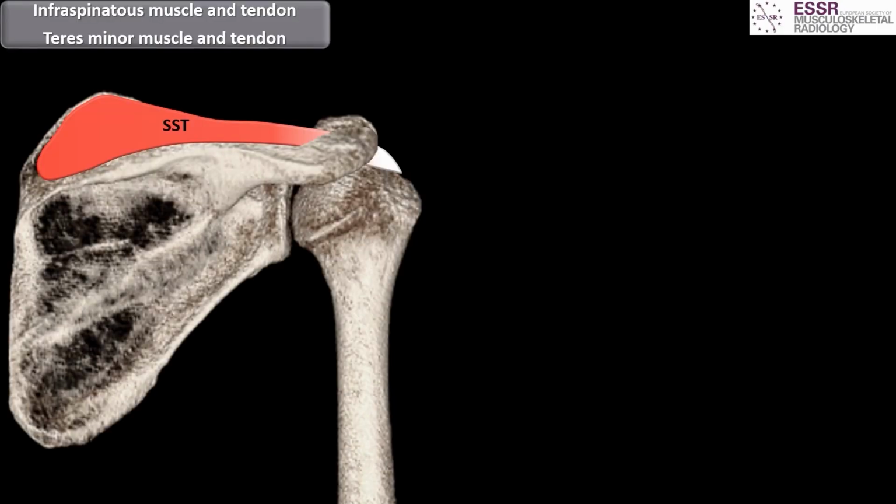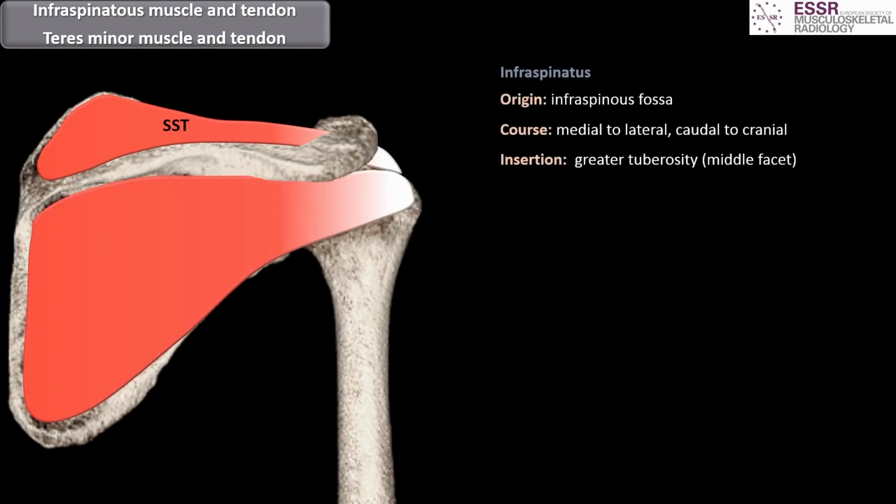Thank you for that. Moving now to the posterior aspect, where we find the two remaining rotator cuff muscles, the infraspinatus and teres minor. The infraspinatus muscle takes its origin from the infraspinous fossa of the scapula and courses laterally to insert on the greater tuberosity just posterior and inferior to the supraspinatus tendon.